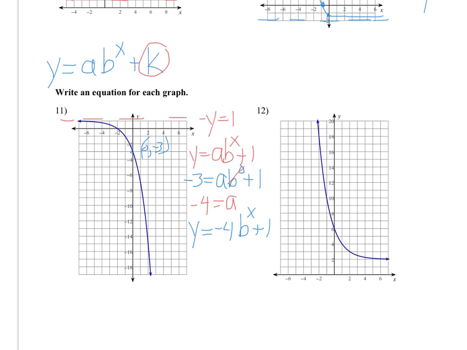Now I'm going to look for another point to use, and I see I've got a point 1 comma -7. So -7 is equal to -4 b to the 1 is b plus 1. If I subtract 1, we get -8 equals -4b. If I divide by -4, I get b is equal to 2. From here, I have my equation. I've got y is equal to -4 times 2 to the x plus 1.